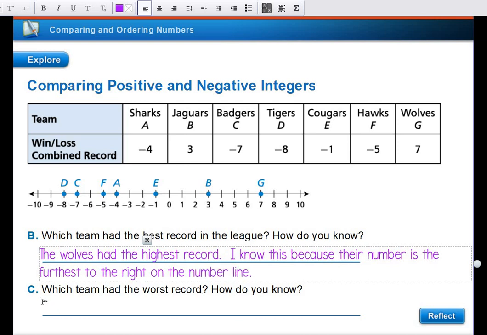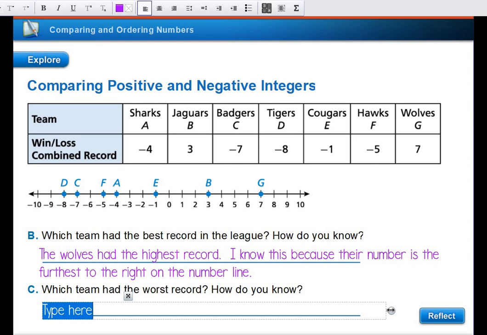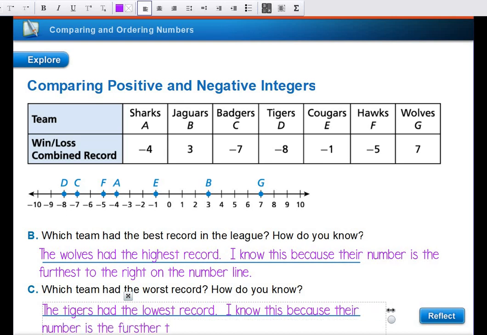Okay, so then let's use that same thought process to figure out who had the worst score. So take a minute, take a look. If the furthest to the right was the largest, what would be the smallest? If you answered with the Tigers, you were correct. So the Tigers had the lowest record. And I know this because their number is the furthest to the left on the number line.